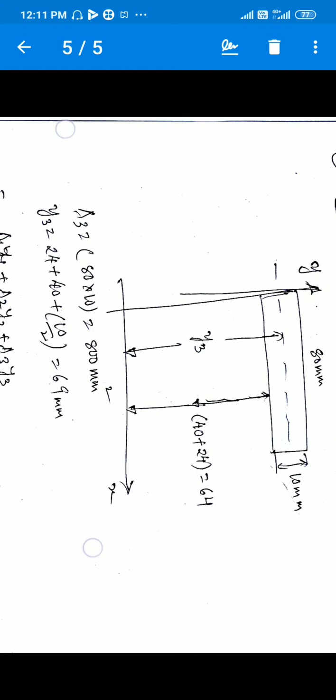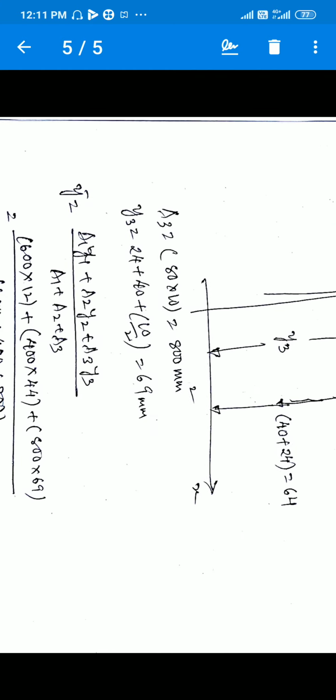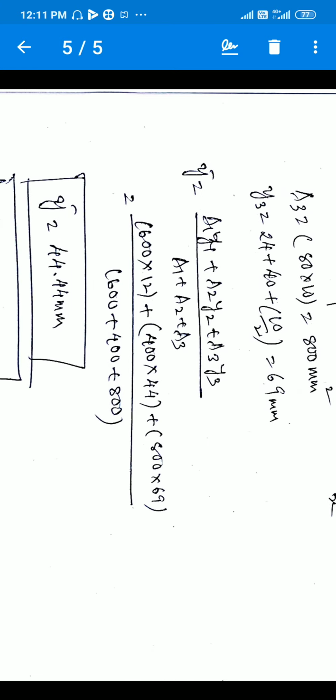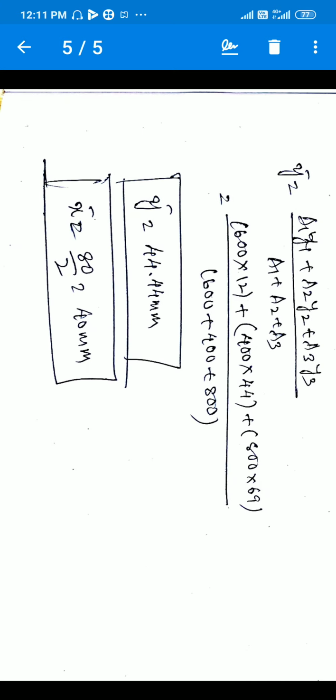Now, because they have given three elements, the general formula to calculate y bar is equal to a1 y1 plus a2 y2 plus a3 y3, divided by a1 plus a2 plus a3. So we get y bar. When you substitute all the values and calculate, you will get y bar as 44.44 mm. Similarly, x bar you can calculate directly, because it is symmetrical in the y direction. The value is the largest element, that is the third element, b by 2, where b is 80 mm, divided by 2, so we get 40 mm. This is your second type of problem.